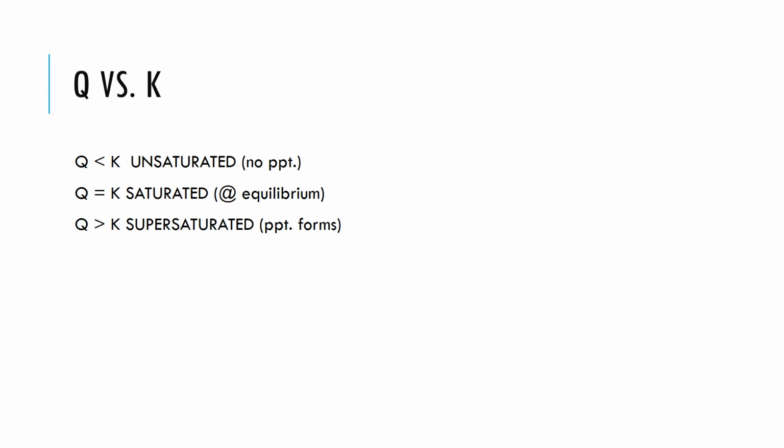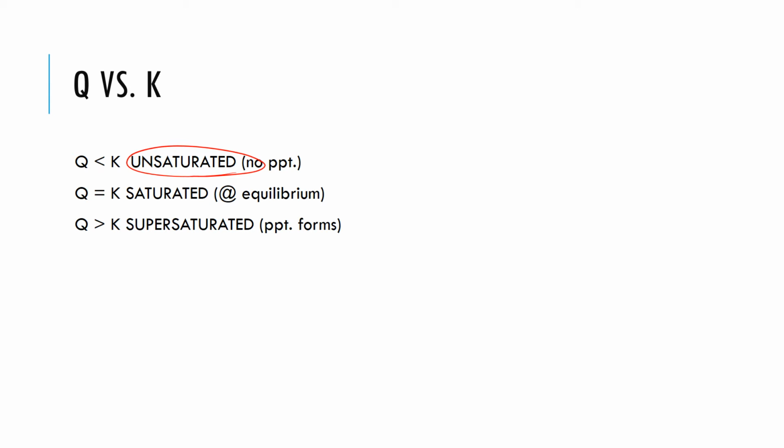The next thing that's a little bit different is Q versus K. In general equilibrium, Q versus K is basically indicating which way the reaction is going to take place. Q versus K for KSP does that as well, but it's also telling you whether or not a precipitate is forming. So if Q is less than K, then that means that the solution is unsaturated, and unsaturated means that it hasn't reached equilibrium yet, so you will not have a precipitate formed.